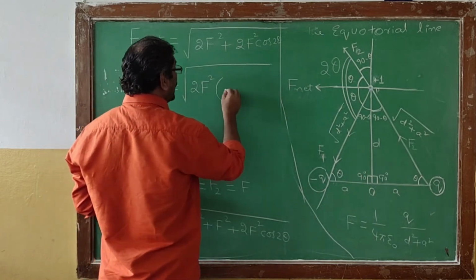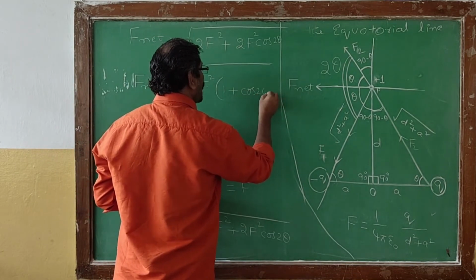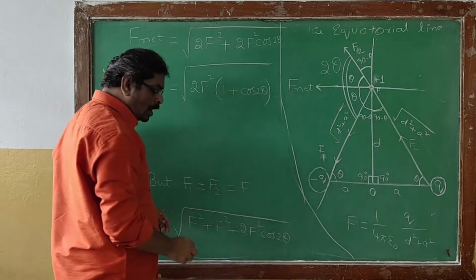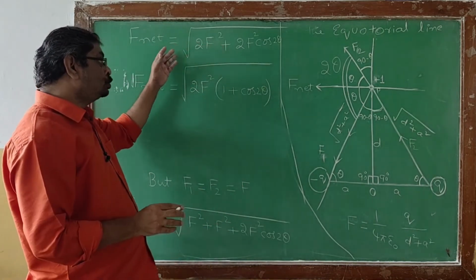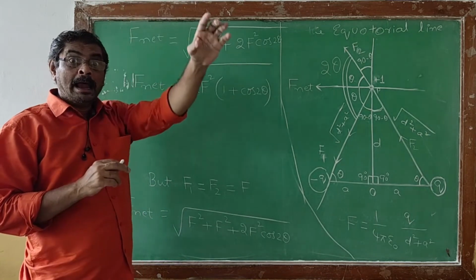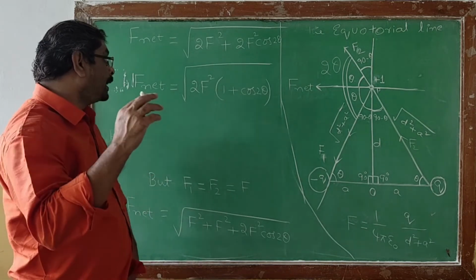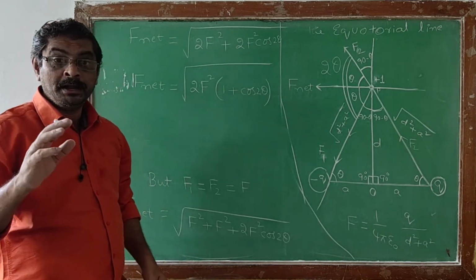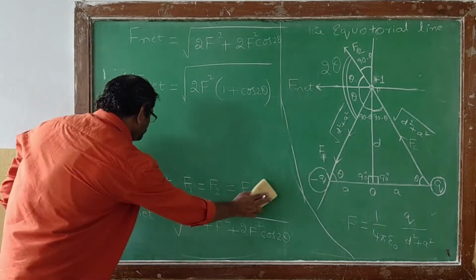So therefore, now what I can write, the magnitude of the net force will be numerically equal to, now under root of 2F square will be common. Now what I get, now 1 plus cos 2 theta. So fairly simple. Now I am taking 2F square common. So what will I get? Now under root of 2F square, now multiplied by 1 plus cos 2 theta.